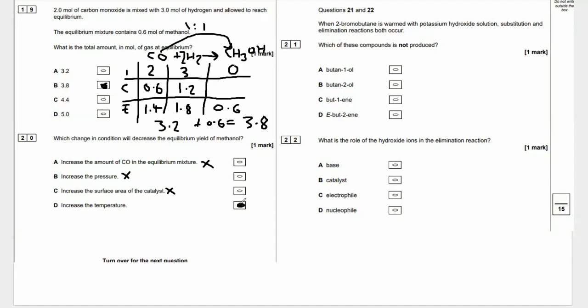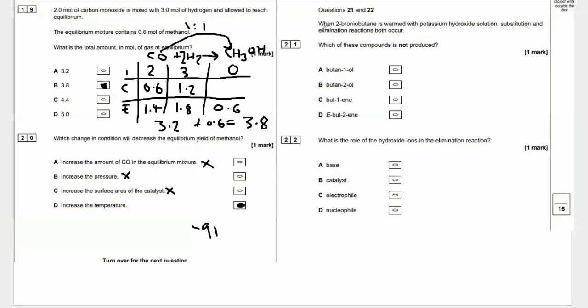So it's an exothermic reaction on the other page. I think it said it was minus 91 kilojoules per mole, and the minus enthalpy change tells me, just before question 18, that if we increase the temperature, it's going to force it into the endothermic side, which will be back to make the carbon monoxide and the hydrogen. So that will decrease the yield.